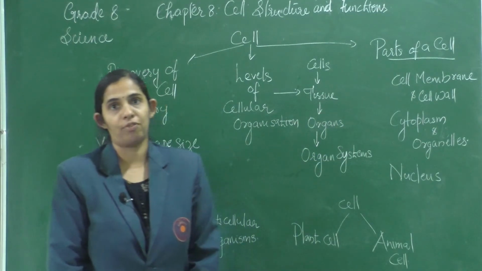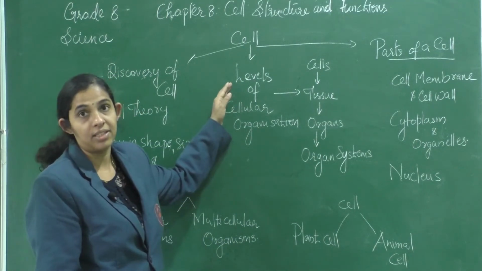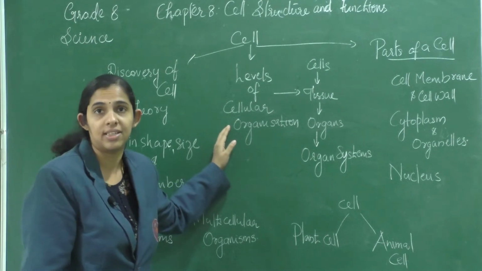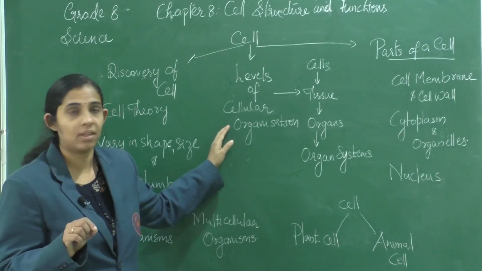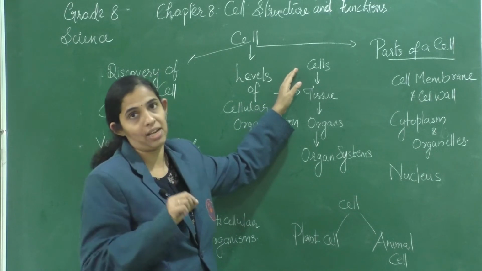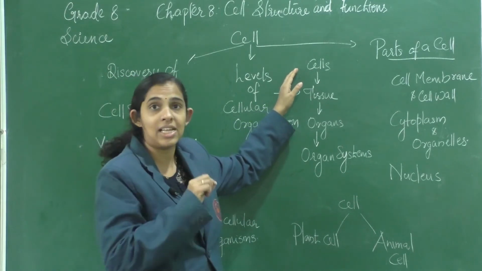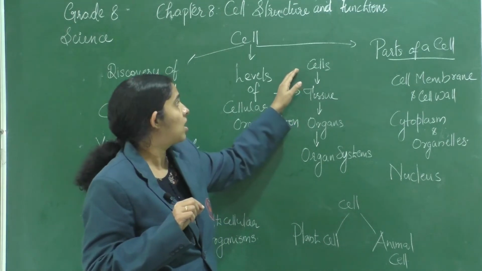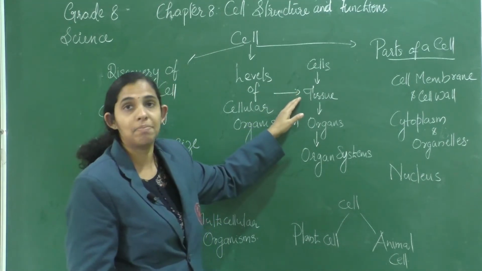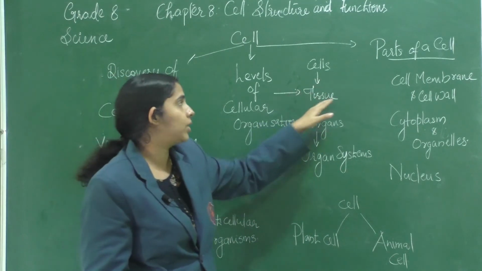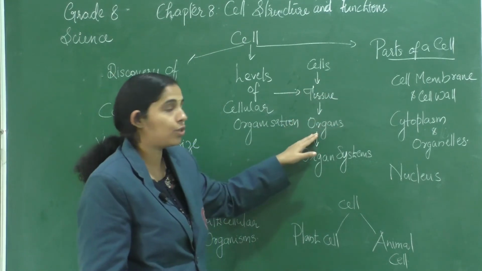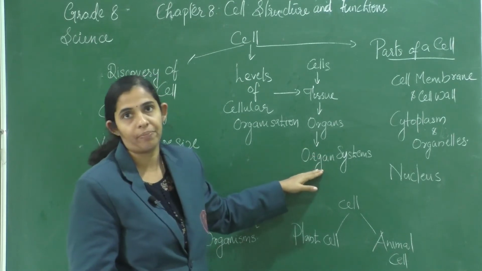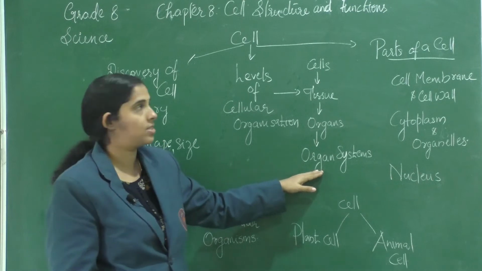In the next part of our chapter, we have seen levels of cellular organization. Here we have discussed how an organism evolved from a single cell. We have seen cells are the structural and functional unit of an organism. A group of cells performing similar functions will form tissues, tissues will join to form organs, and organs will join to form organ systems which perform one or more functions.